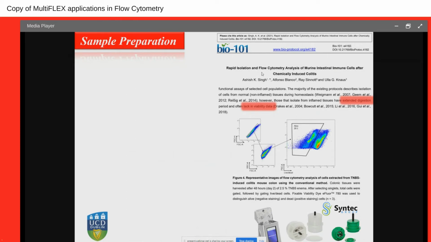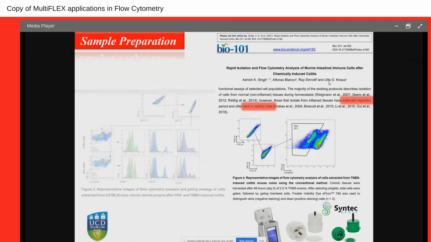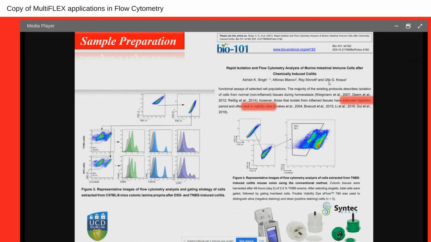And this is work with Ashish Singh and Ulla Naus from my university. And as you can see, there's a clear improvement with more than 84% of the cells alive. And the best thing is it's quite consistent. It's quite reproducible over time. Also, we could see that there is no damage to the expression markers.